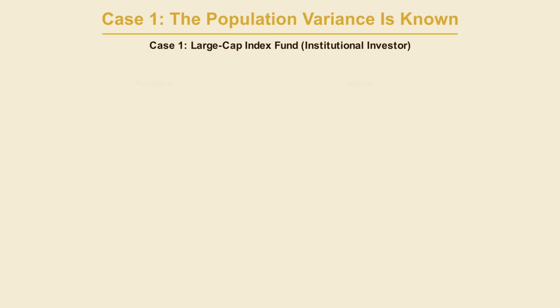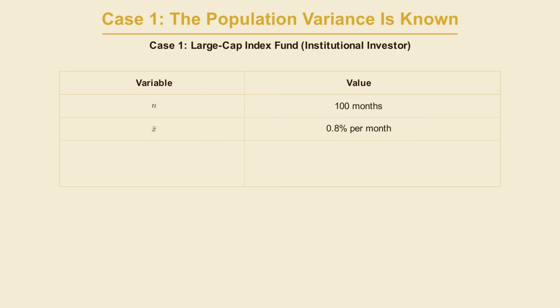Here's Bess's first case, the institutional investor. They were estimating the expected monthly return of a large cap index fund. They had 100 months of recent data. The sample mean was 0.8% per month. Based on 25 years of prior history on the same index, they treated the population standard deviation as known at 4% per month. The standard error ends up being 4% divided by the square root of 100, which is 4% divided by 10, which is 0.4% exactly.